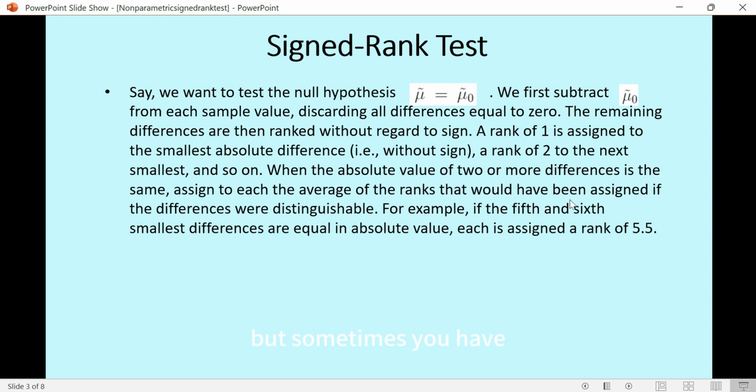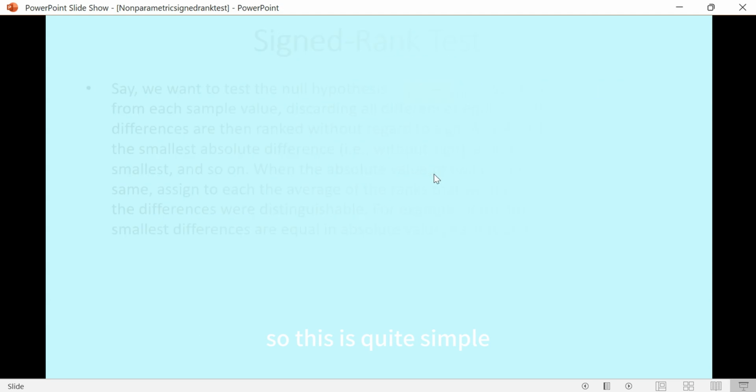But sometimes the absolute values of the differences are the same. In this case, we can rank them with the average of their ranks. For example, if the 5th and 6th absolute differences are equal, we rank each of them 5.5, because their rank total is 11. If we have 3 tied values, we divide the total of the ranks by 3 for each of them. So this is quite simple.